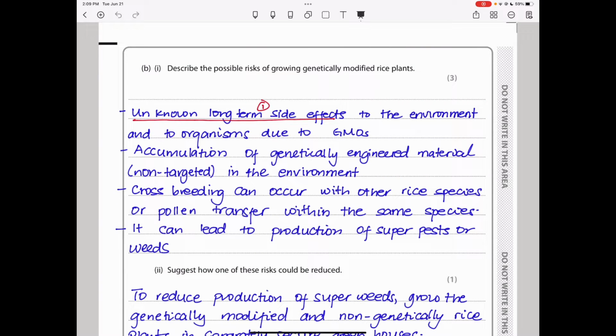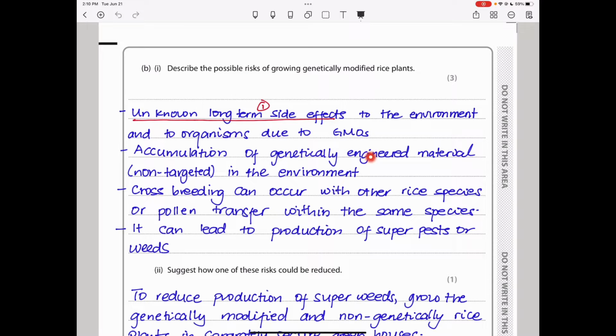So part B says, describe the possible risk of growing genetically modified rice. Now, when we grow genetically modified rice, of course, the biggest risk is not knowing the long-term side effects. This genetic engineering has not been here for a long period of time, and until now we are not sure of the long-term side effects. So, here are long-term side effects to the environment. We are not sure if these specific genes could leak out and be incorporated into other species found in the environment, and that could be a problem, due to the rice being genetically modified.